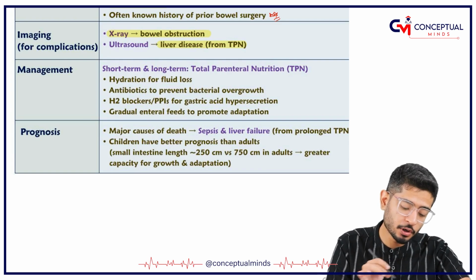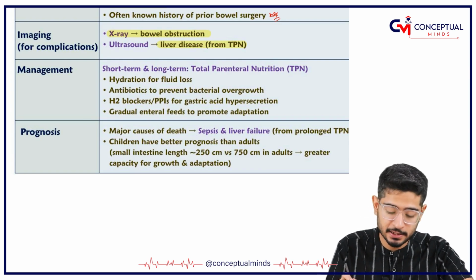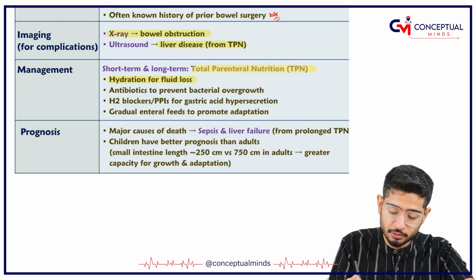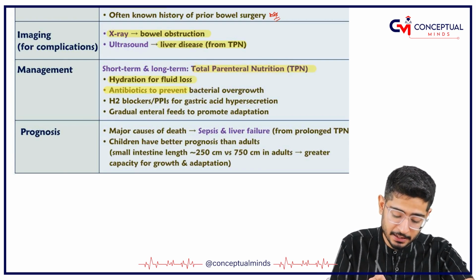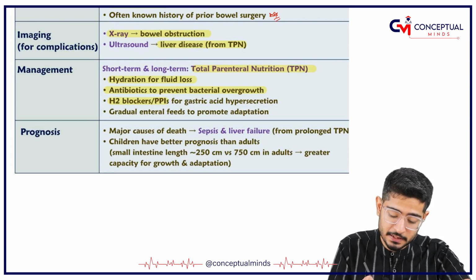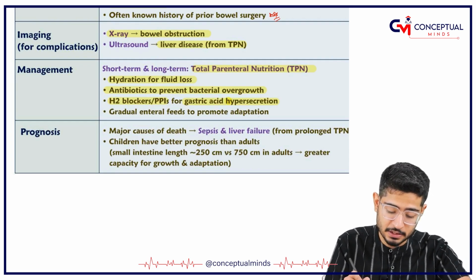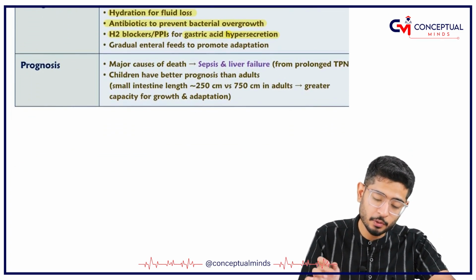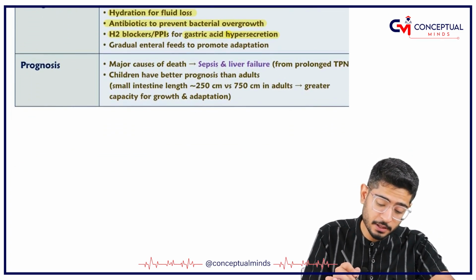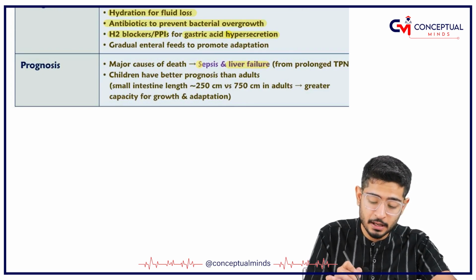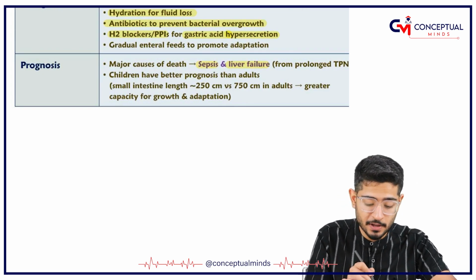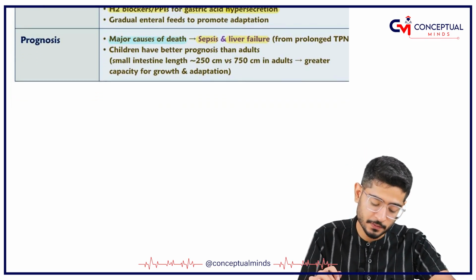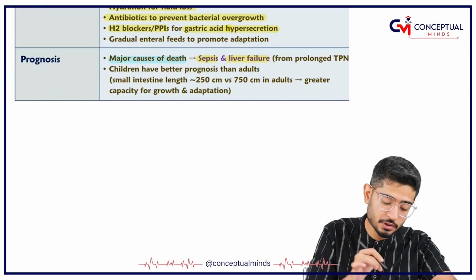So what to do? I have told you that if any GIT condition is there, please hydrate the patient, give total parenteral nutrition, give antibiotics, give your PPIs for gastric acid hypersecretion, and all these things you are supposed to do. But the problem is that sometimes liver failure and sepsis occur, and this is the major cause of death. Okay, got it? Great. Now this was about short bowel syndrome.